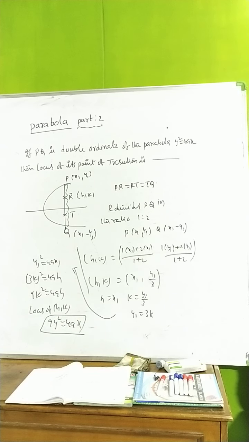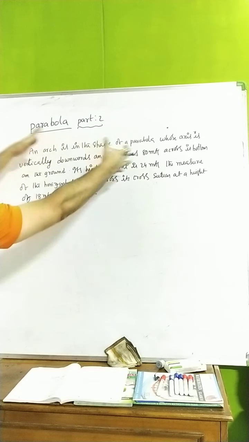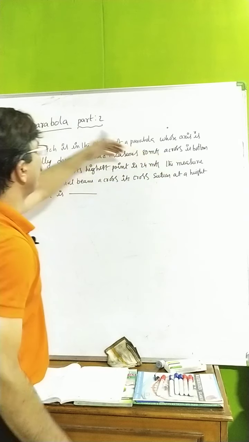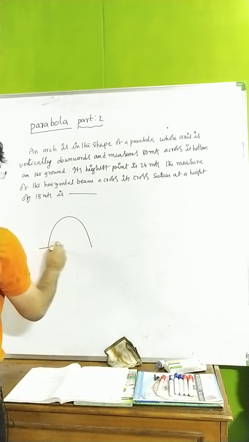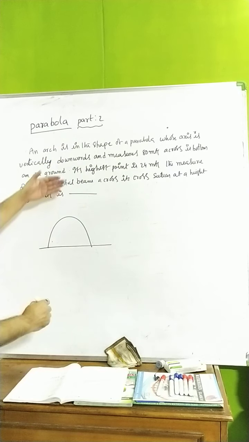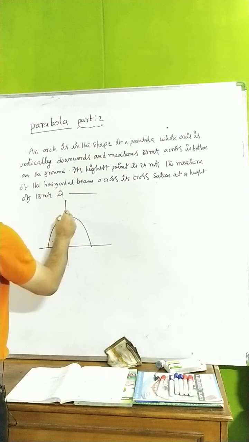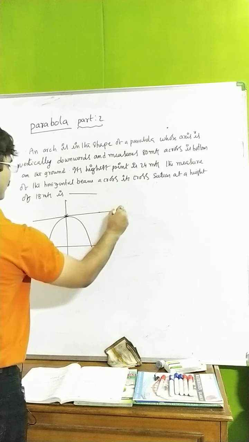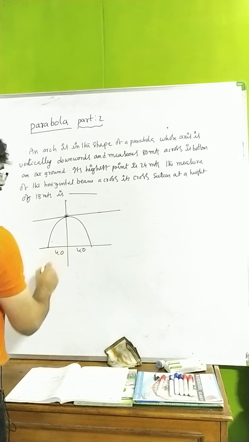See, it's interesting. Now you see here such a big data he has given. An arch is in the shape of a parabola, vertically downwards, measuring 80 meters. I want to take it in this way. This is the vertex. Measure 80 means this is 40 and this is 40.